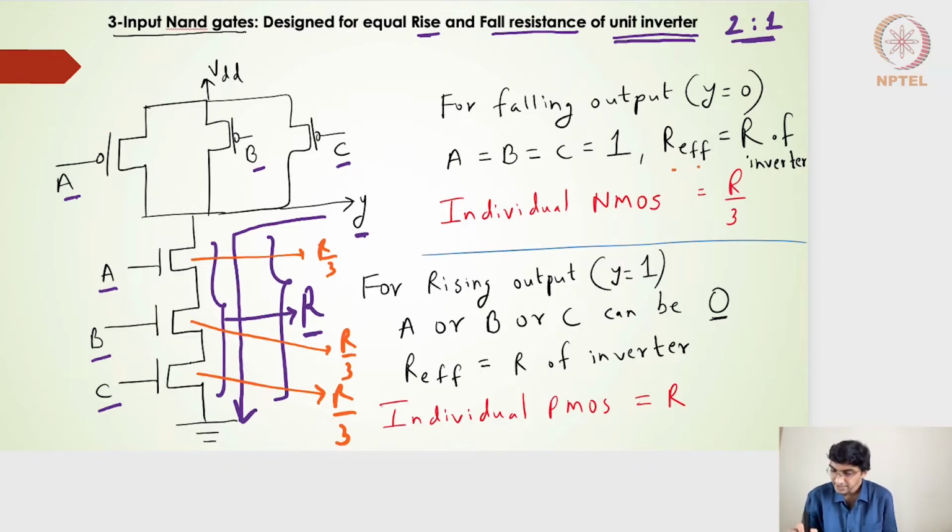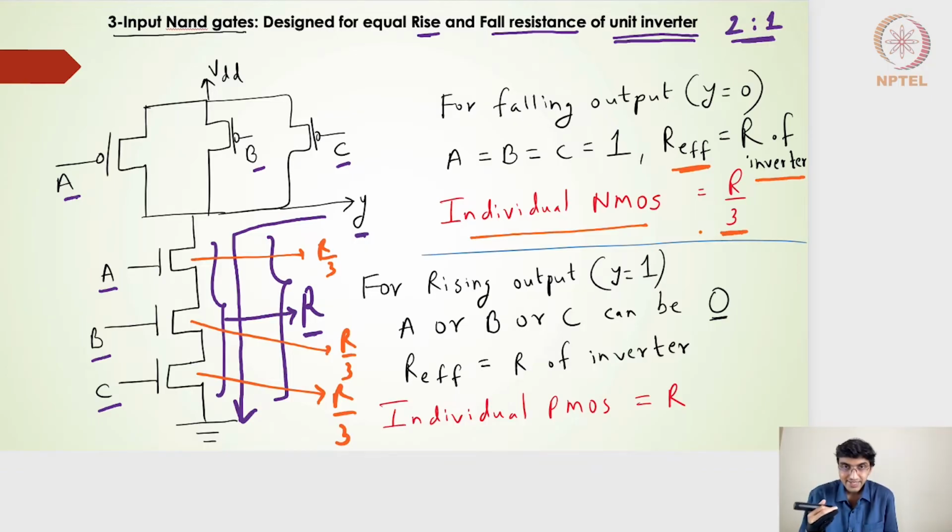Right, so the R effective should be equal to that of the unit inverter's falling output switching resistance, or the falling resistance. So the individual NMOS transistors on the pull down side of the three input NAND gate have three transistors in series. So that's why the switching resistance of each individual NMOS transistor is R by 3.